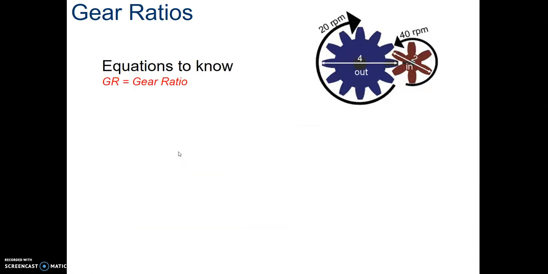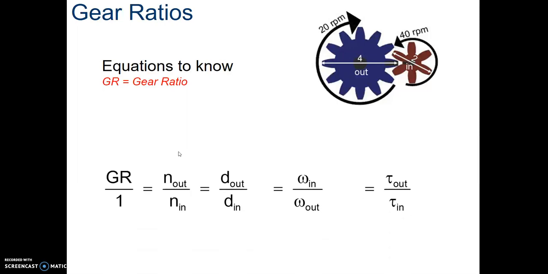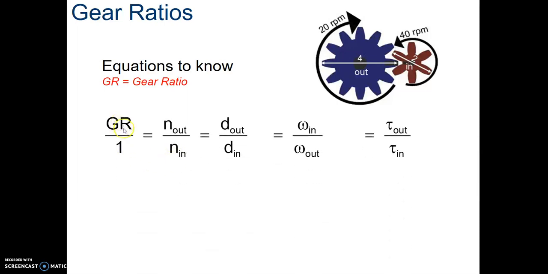So, gear ratios. Here's the gear ratio equation to know. A gear ratio is equal to the number of teeth out over the number of teeth in, the diameter out over the diameter in, the angular speed in over angular speed out, and torque out over torque in. So if we look at that, let's do a little conceptualizing before we go ahead and do it.